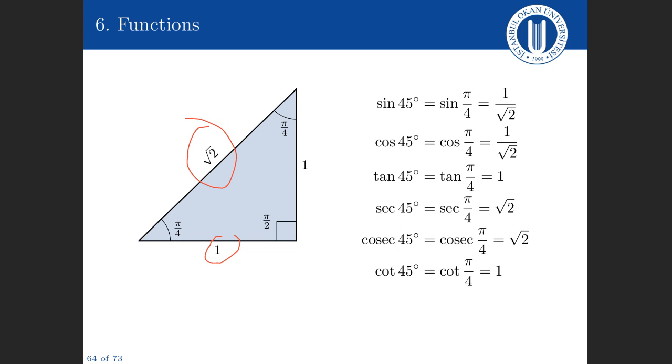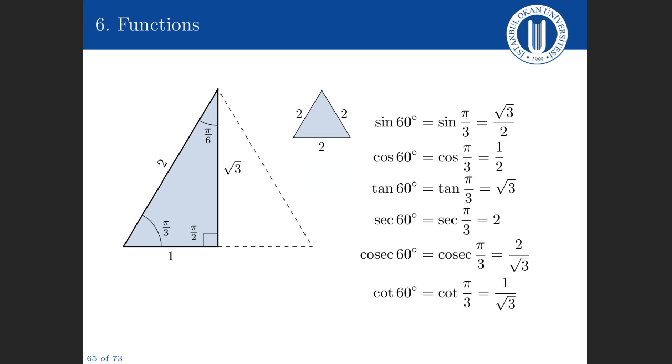After we know these two, we can do the other 4. Tan of 45 degrees, or tan of pi over 4, is sine divided by cos, or 1. Sec is 1 divided by cos, root 2. Cosec is 1 divided by sine, that's root 2. And cotan is 1 divided by tan, 1 divided by 1.